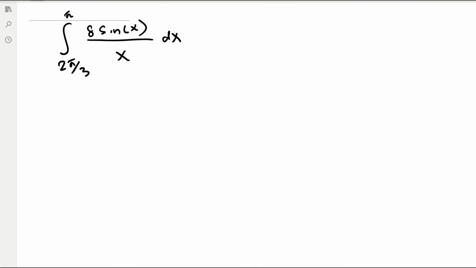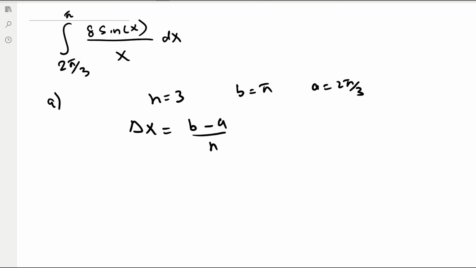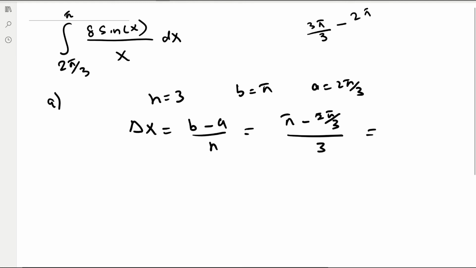First part, they asked me to use the midpoint rule with n equal to 3 to approximate this integral. So b is pi, a is 2 pi over 3. So the width is going to be (b minus a) over n. That means (pi minus 2 pi over 3) over 3. You have to be careful here a little bit. To subtract this, I will multiply pi by 3, divide by 3. If I simplify this, 3 pi minus 2 pi is pi, so it's pi over 3 in the numerator. Pi over 3 over 3 is pi over 9. That's your width. So you have to be a little bit careful with the simplifications.